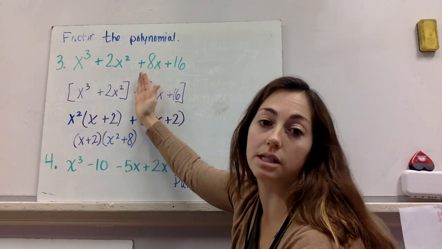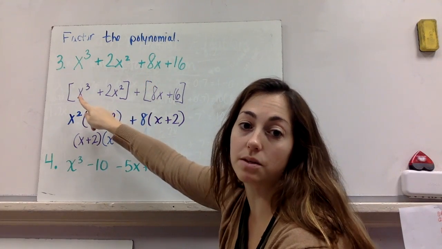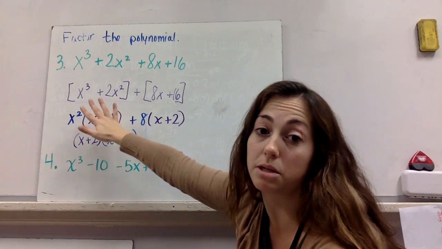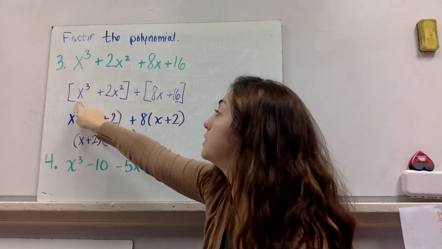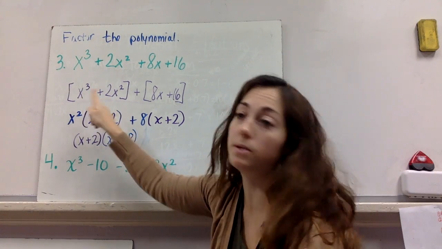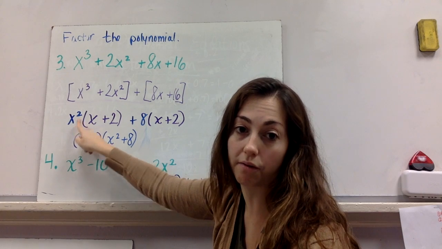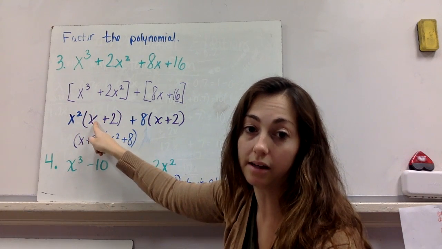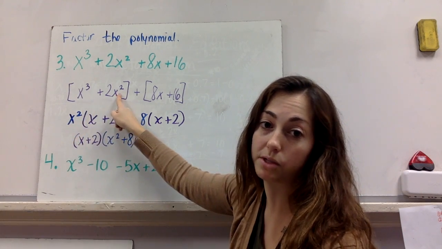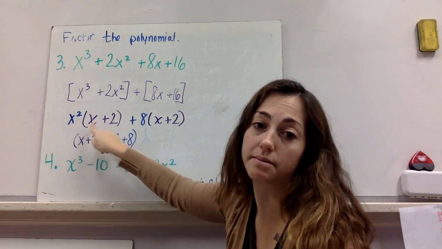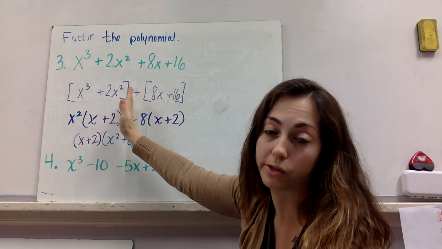So I'm looking at just these 2 terms, x cubed and 2x squared. I'm going to factor out my greatest common factor just between these 2 terms. So x cubed and 2x squared, the most that I can factor out would be an x squared. When I factor out an x squared from x cubed, I'm left with an x. When I factor out an x squared from 2x squared, I'm left with 2. So now I'm left with x squared times the quantity x plus 2 on the first 2 terms.